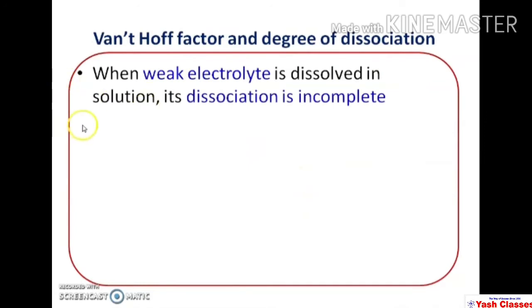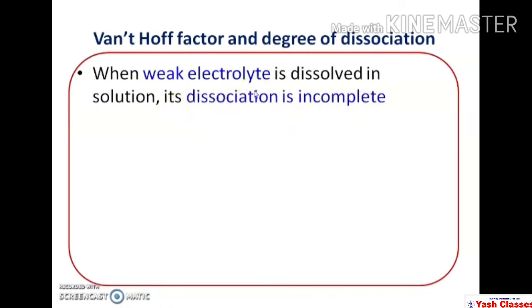Electrolyte. Now Van't Hoff factor and degree of dissociation. There are two types of electrolytes, weak electrolyte and strong electrolyte. A strong electrolyte undergoes 100% dissociation in solvent, that is water, but weak electrolyte dissociates to a small extent. 100% dissociation is not there. So when weak electrolyte is dissolved in solution, its dissociation is incomplete.